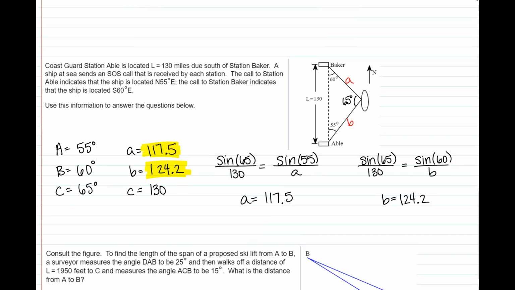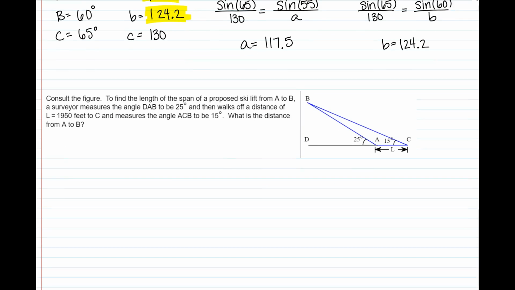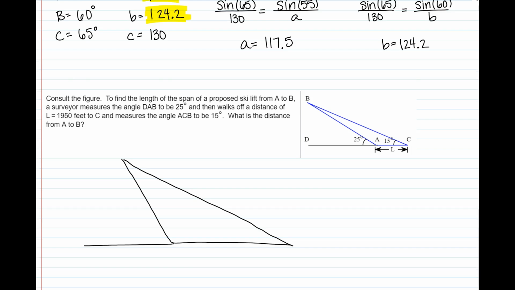Okay, let's look at another problem. To find the length of the span of a proposed ski lift from A to B, a surveyor measures angle DAB to be 25 degrees. Then walks off a distance 1950 feet and measures ACB to be 15 degrees. What is the distance? Well, let me draw this triangle a little bit bigger so that we can really get a good look at what we're doing here.